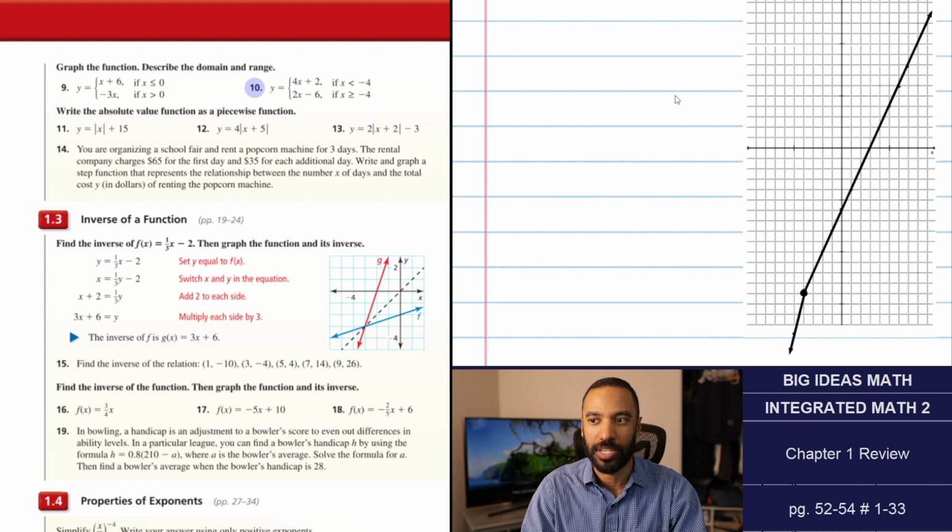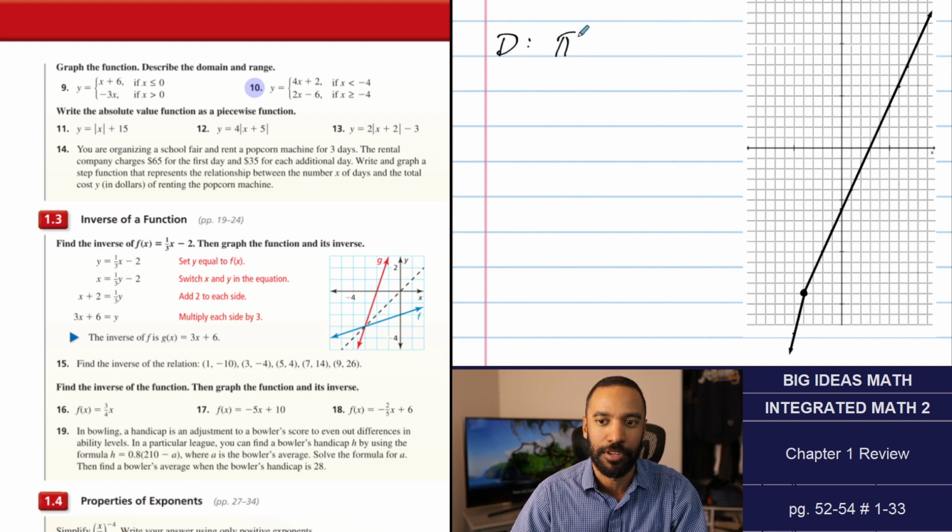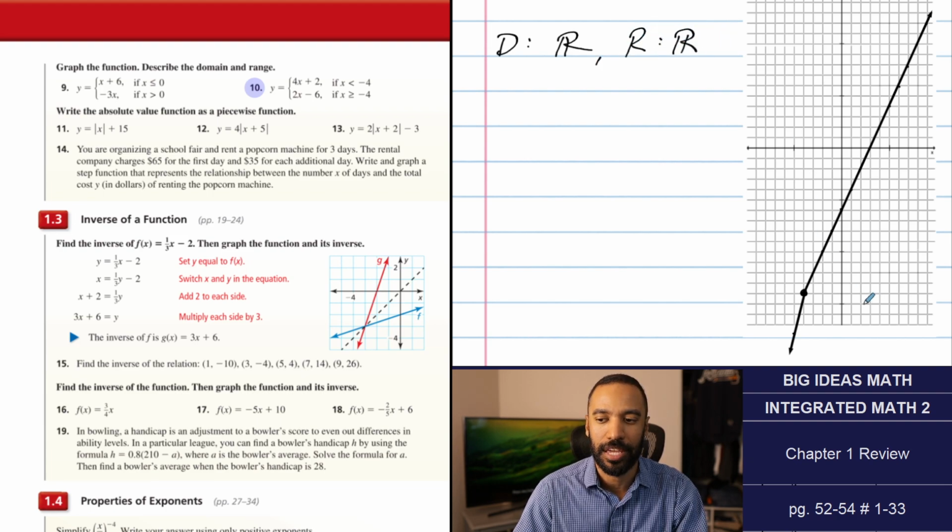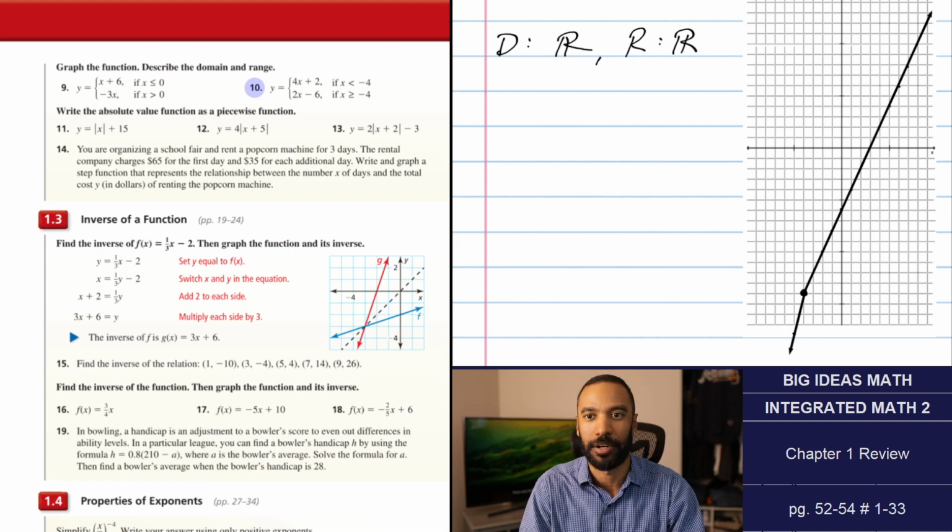The domain is once again all real numbers. This hits everything left and right forever. And if you notice, the range is also all real numbers. This hits everything up and down, including negative 14, which is the part that's hit right there. Okay, that's number 10. Let's move forward.